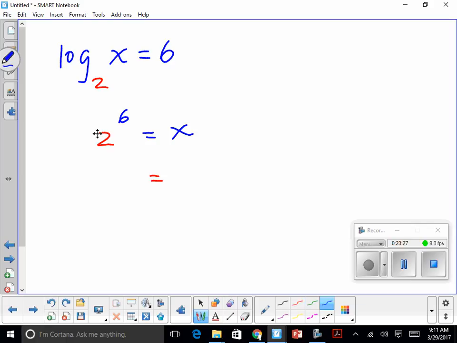In the context of this problem, what are they asking? They're saying if I take the base and I raise it to the power of the number on the other side, what would that equal? So it's a weird way of asking this problem, but that's what the log world does.